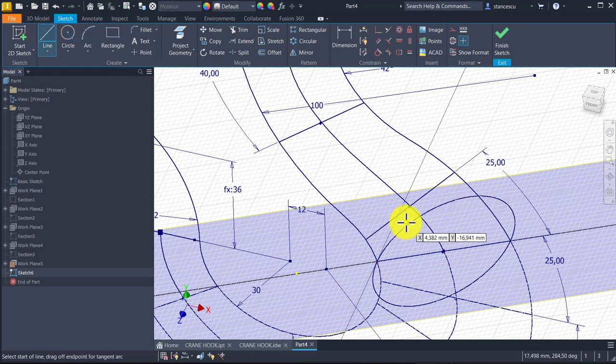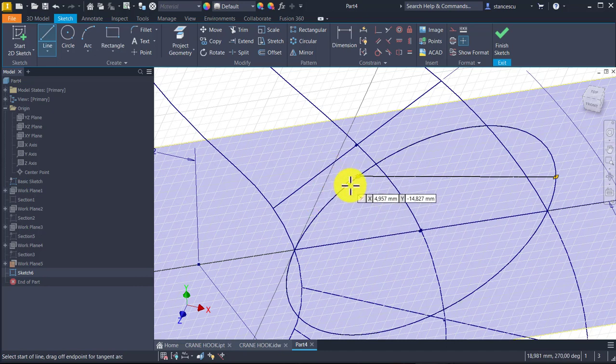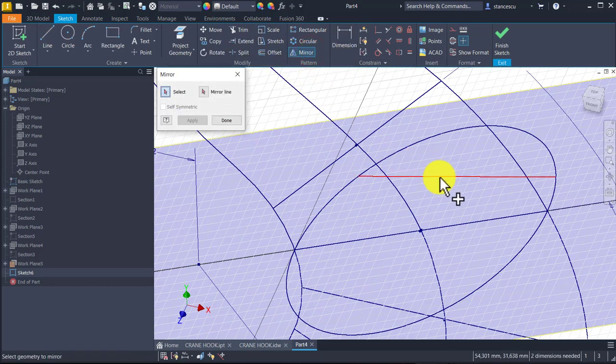Line from the circle to the circle. When you see two yellow points, you know that they are connected. Then I apply mirror of this line about the diameter. Apply. Done.